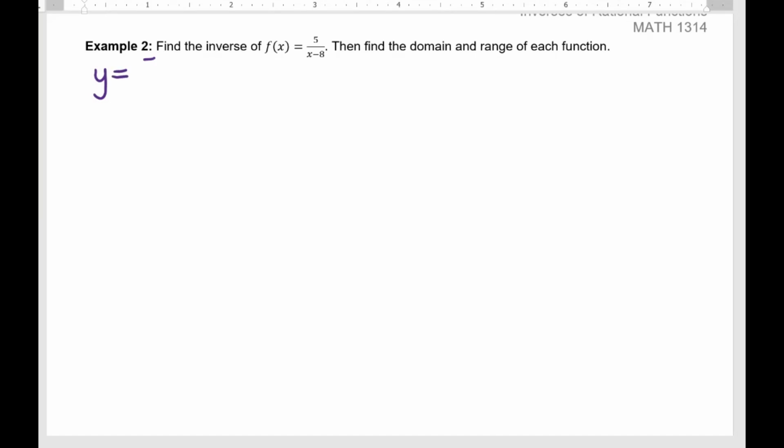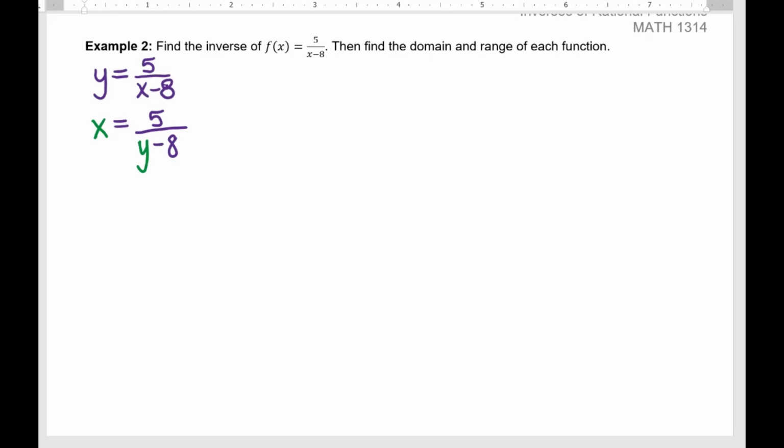So we're going to have y is equal to 5 all over x minus 8. Step 2 says that you need to switch x and y. So instead of y equals, we're going to have x equals 5 all over y minus 8 instead of x minus 8.